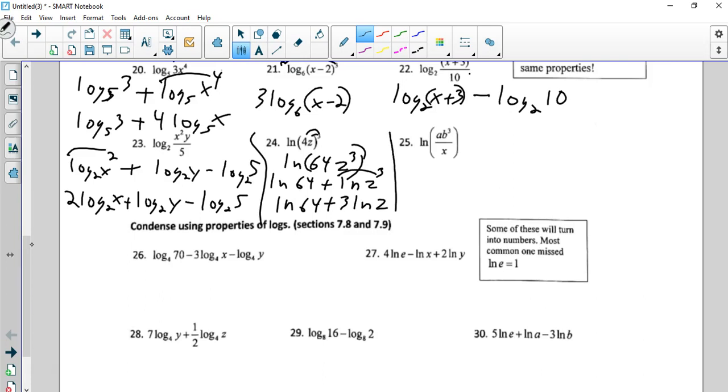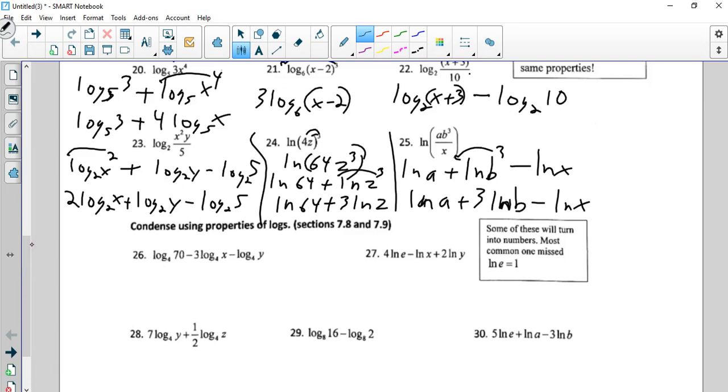All right, how many items do we have here? We have 3. So we have ln of a. On the top, we have ln of b cubed. That's going to go here next step. And subtraction means, division means subtraction, ln of x. Finish it up by cleaning it up. ln of a plus 3 ln of b minus ln of x. Yeah, that's a lot of letters.